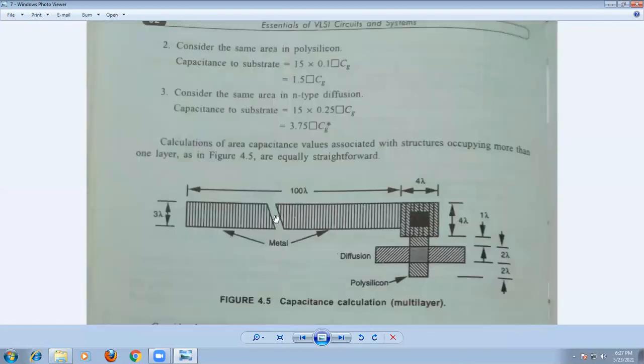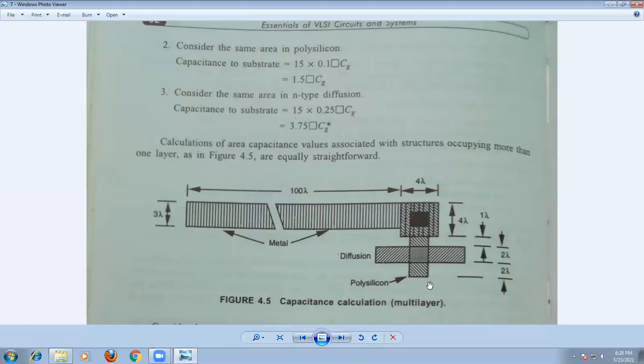Now, calculate the capacitance associated with this layer. This is the multi-layer substructure. This is the metal one, and this is the contact cut. Assume that this is the diffusion, and this is the polysilicon. So polysilicon crosses the diffusion here. The minimum crossing must be 2 lambda. When the crossing is the minimum 2 lambda, then the transistor is formed. So by considering this structure, what is the total capacitance associated with it?